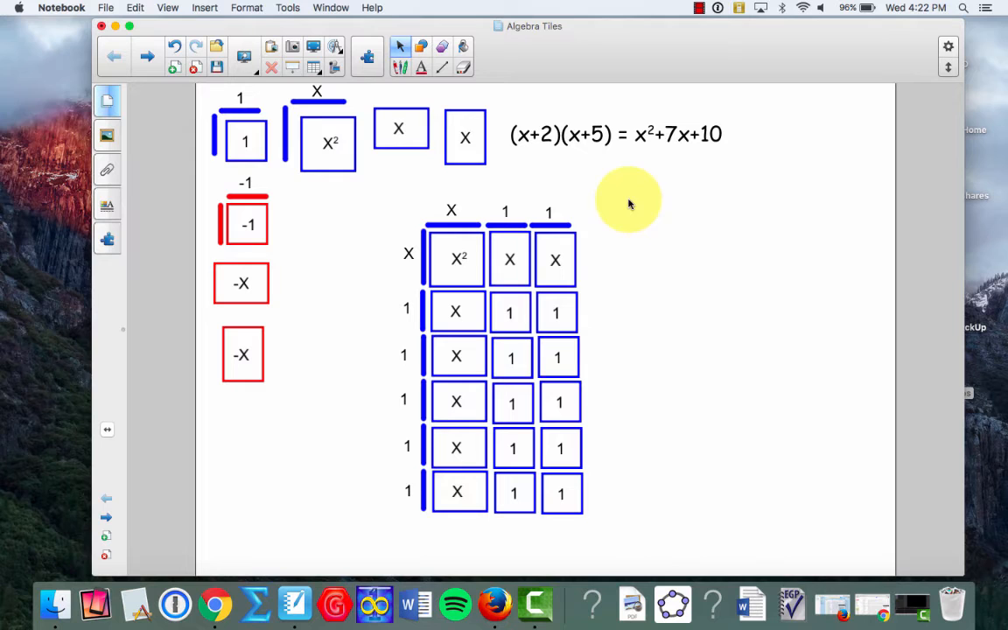And this is the way to use these digital algebra tiles to model some polynomial multiplication. So we did one example here, and I hope that you're feeling comfortable doing some more on your own.